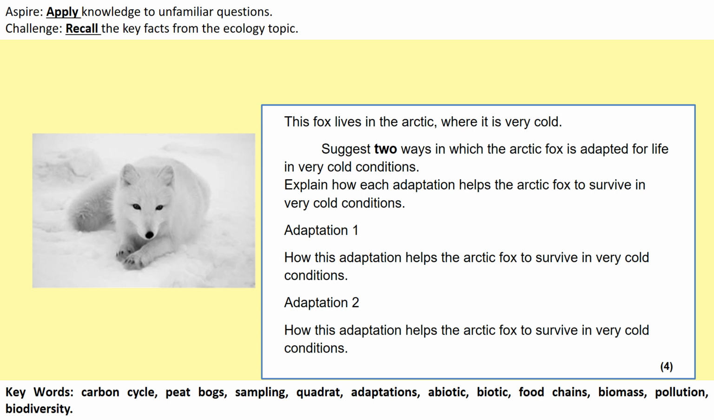That actually is very key. It's not asking how it hunts its prey. So you can't talk about sharp teeth. You can't talk about its eyes pointing forward, because that doesn't help it survive in very cold conditions. So all of these adaptations have to be about how it survives in very cold conditions, not about its hunting or its claws, etc. Okay, there's 4 marks, so you need to name 2 adaptations and then say how those adaptations help it to survive in very cold conditions.